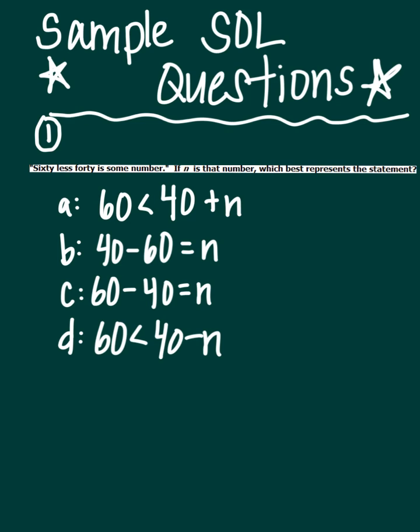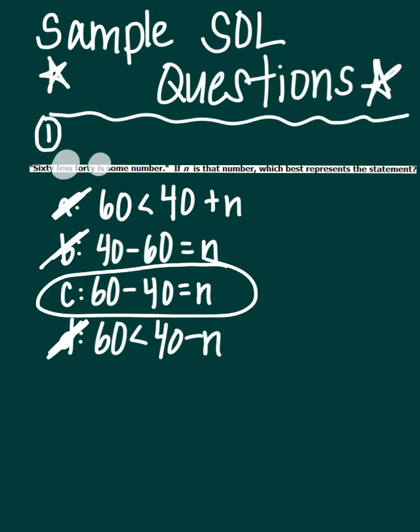Alright, so 60 less. Less is a keyword that tells us to subtract. So I'll highlight less and I'll highlight is. A lot of people will see less and want to use the less than symbol, but don't do that. This just says less, and again that means subtract. There is no than, therefore we would not flip the order of 40 and 60. So the correct answer here would be C. 60 minus 40 equals n.